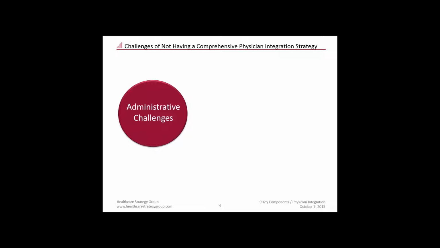The challenges that we see, there's really 3. Well, take that back. There are a number of challenges, but we like to think of them in terms of 3 buckets when you don't have a comprehensive physician integration strategy in place. So these are the hospitals that have either something they call a strategy, or we just go day to day. We deal with our physician relationships on a day-to-day basis with no long-term view, or decisions aren't made in the context of a strategy.